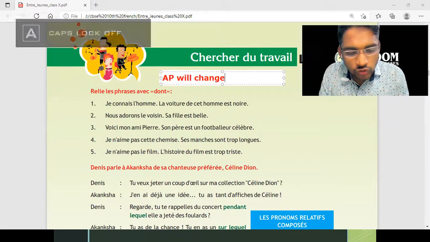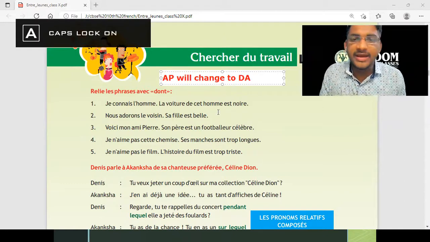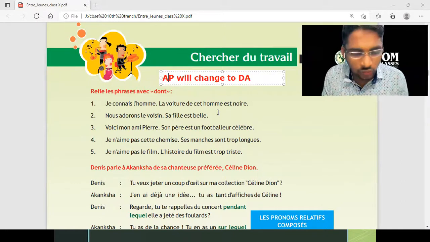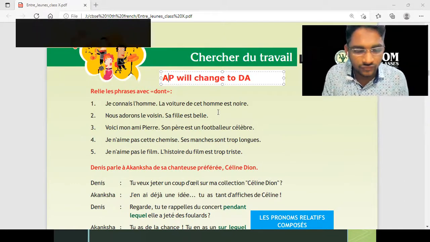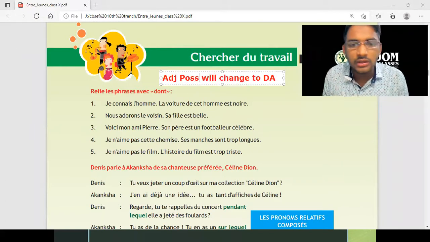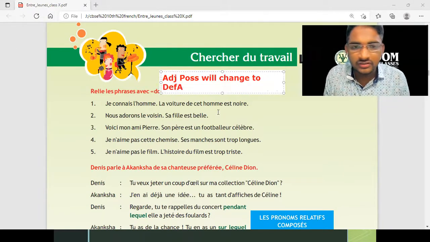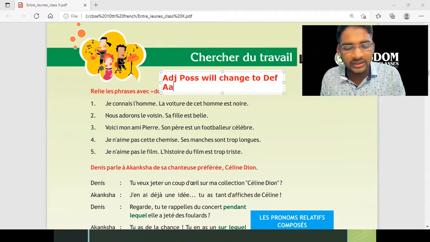will change to definite article. अच्छा, AP क्या है बच्चे लोग? Adjective possessive. चलो लिख लेता हूँ थोड़ा मैं डिटेल में. Adjective possessive क्या होता है? Adjective possessive याद है आप लोग को? Will change to definite article. Okay. So students, definite article.